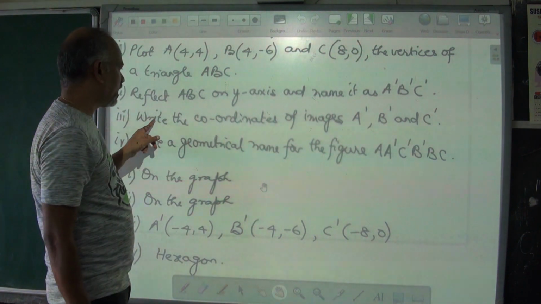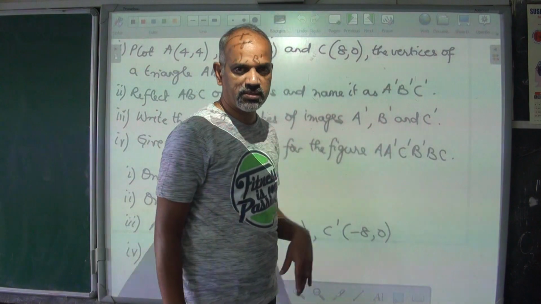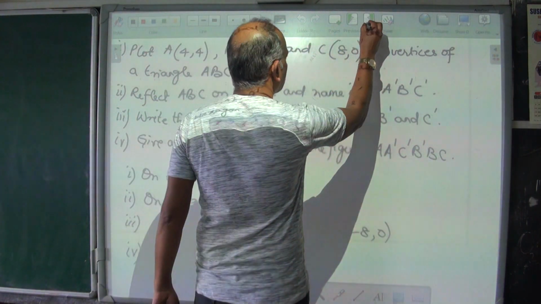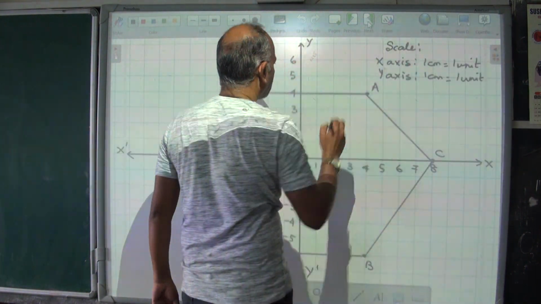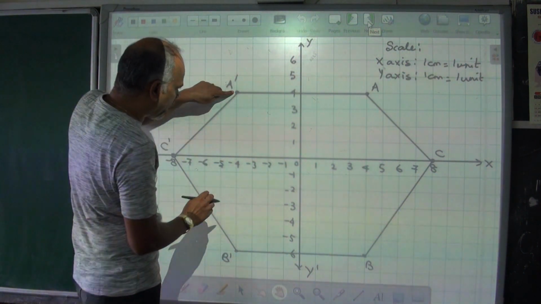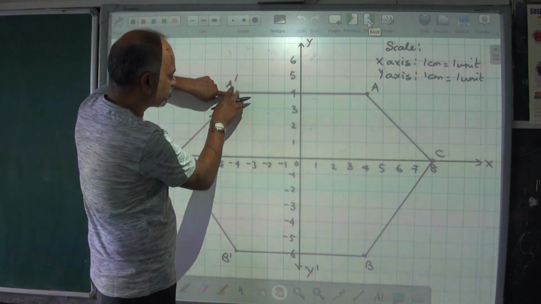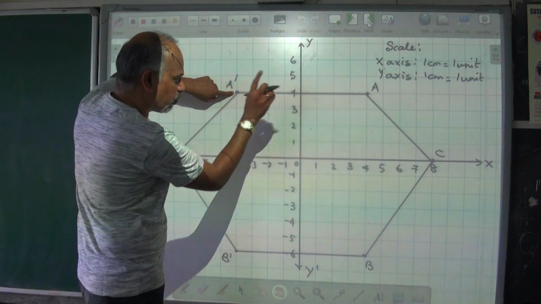The third one is, write the coordinates of images A dash, B dash and C dash. So you have to see what are the coordinates of A dash, B dash and C dash. A dash is here. First write x value minus 4, y value 4. A dash's coordinates are (minus 4, 4).